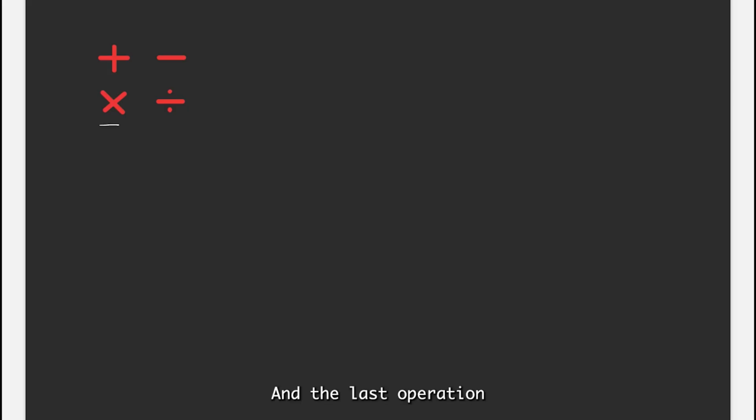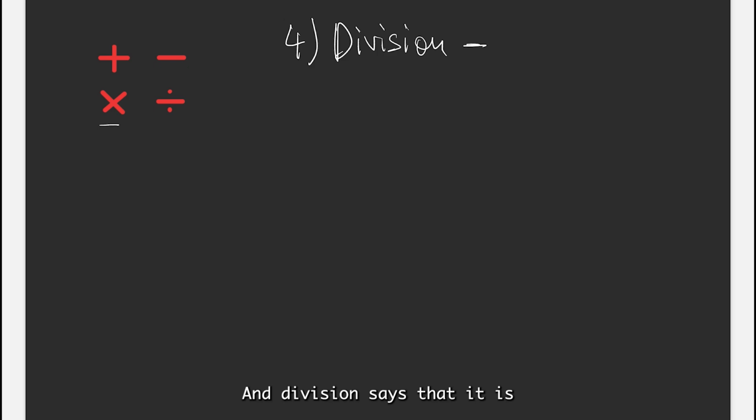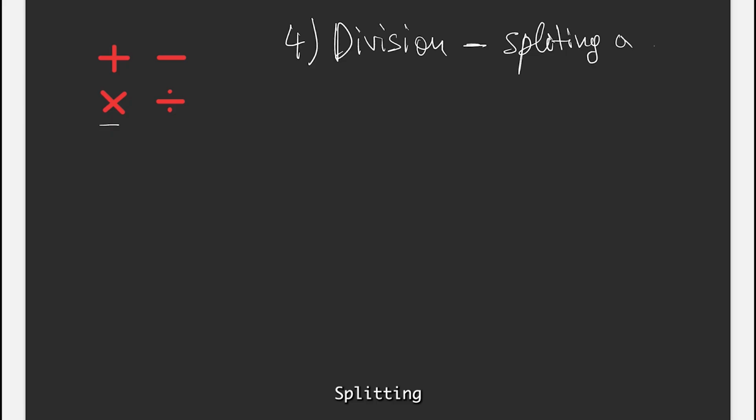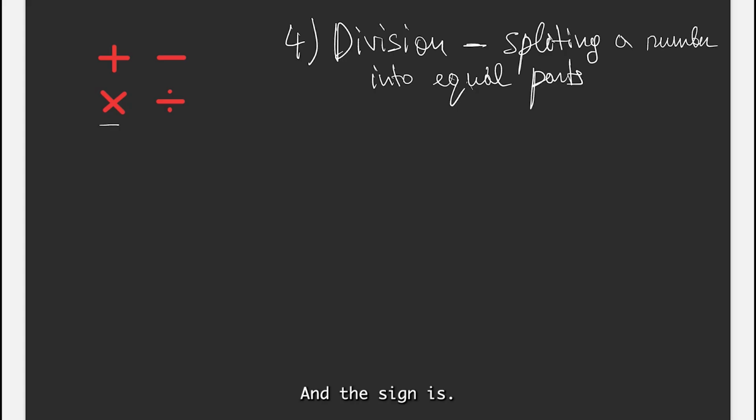All right, and the last operation, number 4, is division. And division says that it is splitting a number into equal parts. Splitting a number into equal parts. And the sign is that one, but it could be also this one, only 2 points without a line between them.